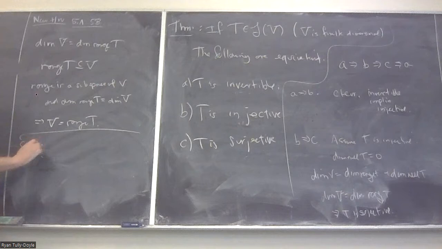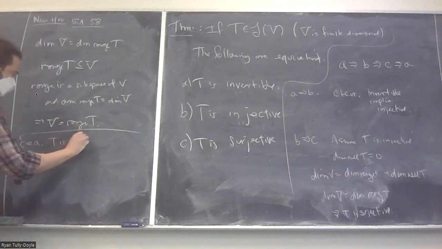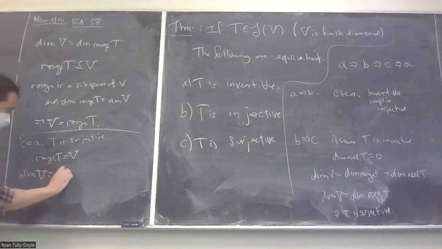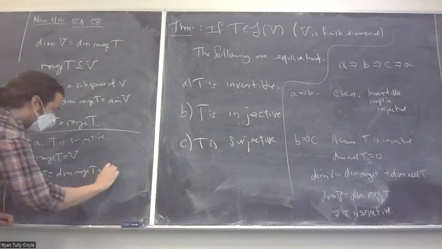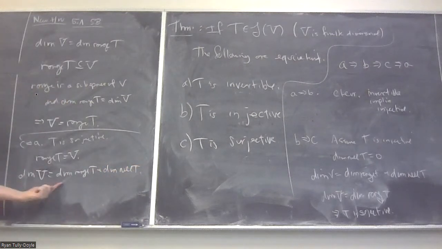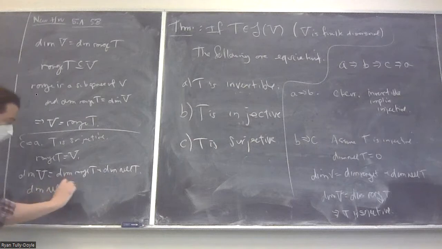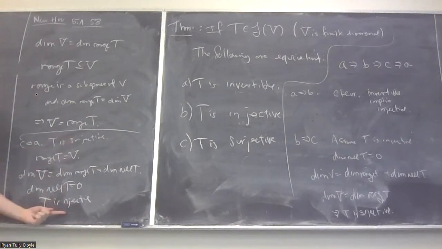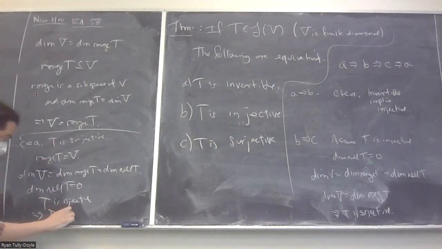So how about C implies A? T is surjective, which means what? The range of T is equal to V. So again, the dimension of V is equal to the dimension of the range of T plus the dimension of the null space of T. What does that mean about these two numbers? They're the same. So what does that mean about the dimension of the null space of T? It's zero. And that means T is injective. But a map that is surjective and injective is invertible. So therefore, T is invertible. And C implies A.